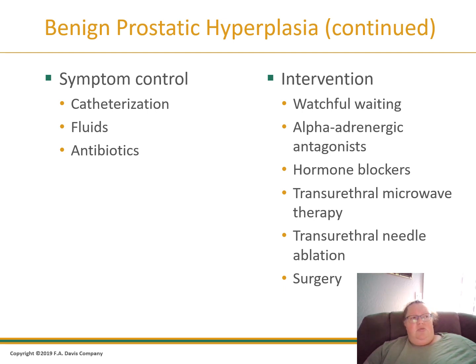So by the way, putting in a catheter in a person who has BPH or blocked urethra is very difficult. And it can be very painful as well. So just give you a heads up on that. Not a good time. There are interventions for this. We have hormone blockers, transurethral microwave therapy, transurethral needle ablation, and surgery.